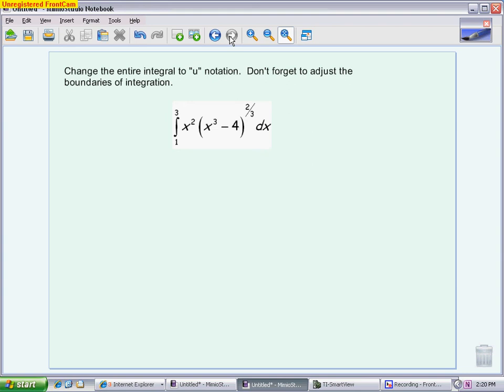Most problems like this on an AP test are not problems where they actually want you to get a final answer. We don't want the numeric answer here. It's not asking you area or anything like that. It's just asking you to change the way that it's written. So we're going to start the problem the same way, by writing what u is. So u is going to be x cubed minus 4.